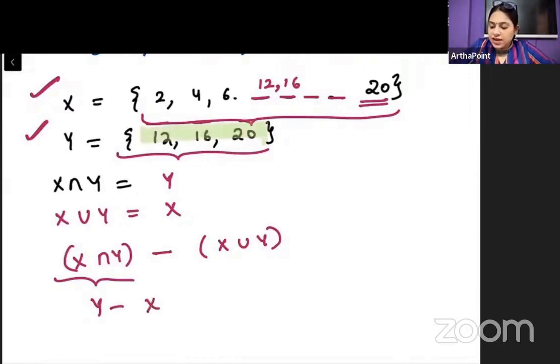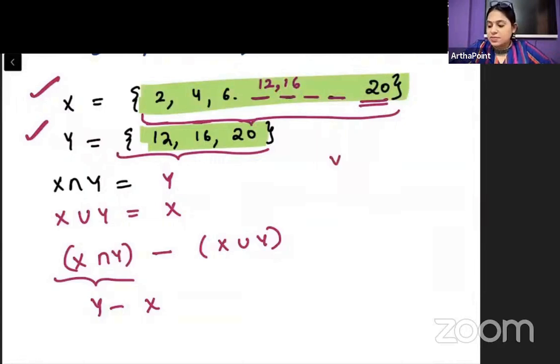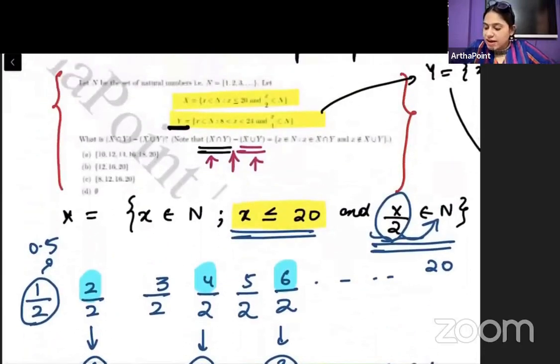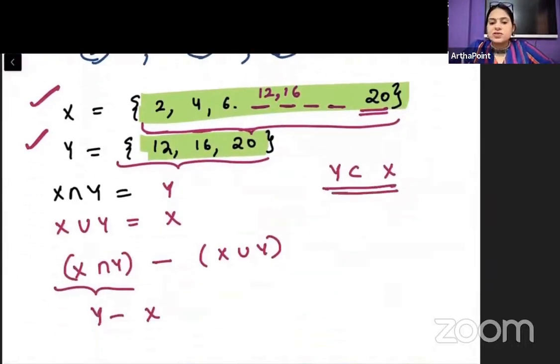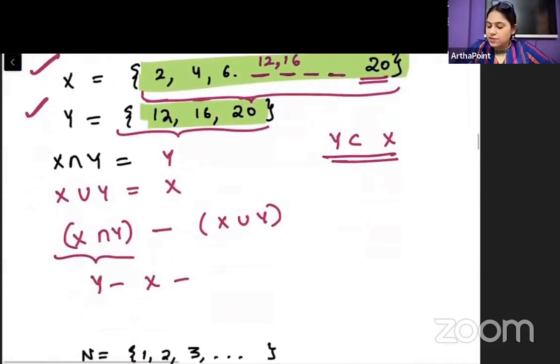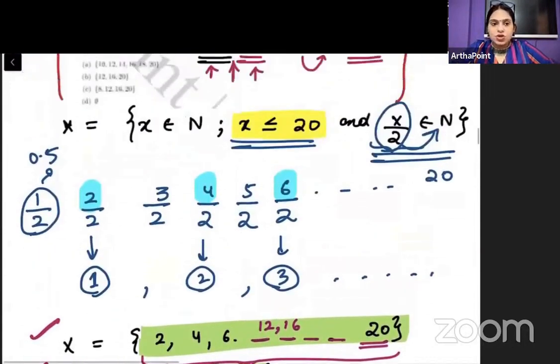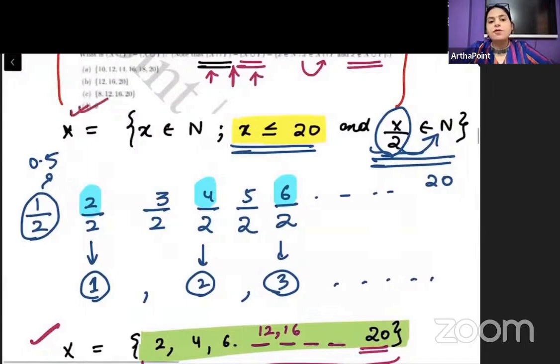Now, if from this y, I remove all the elements of x, y is nothing but a subset of x. So from y, I am removing all the elements of x. Then nothing will be left in y. So it says such that x belongs to intersection and it does not belong to union. But anything that belongs to intersection will belong to union because y is a subset of x, right? So it will simply give me the answer as 5. So the answer to this question is 5. That's the answer to this question.